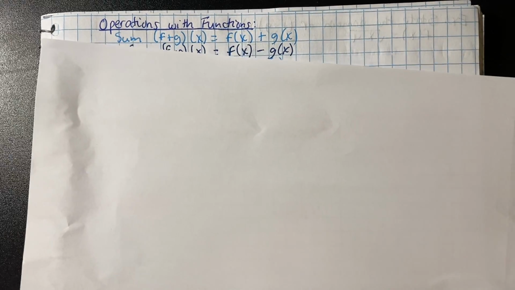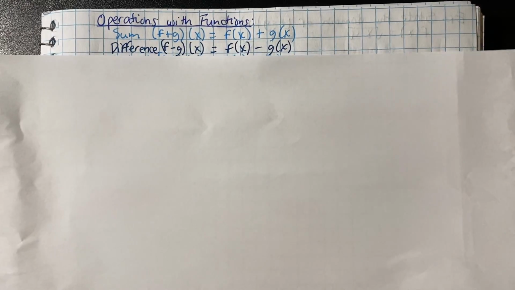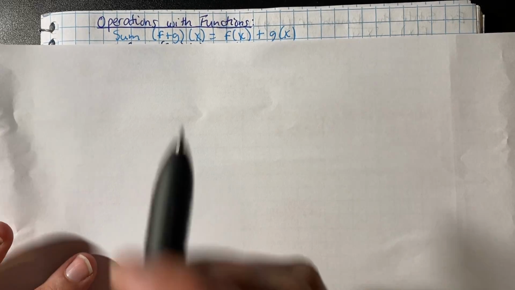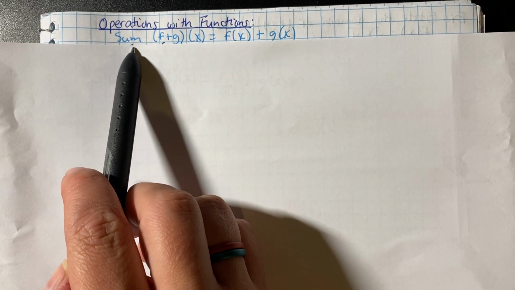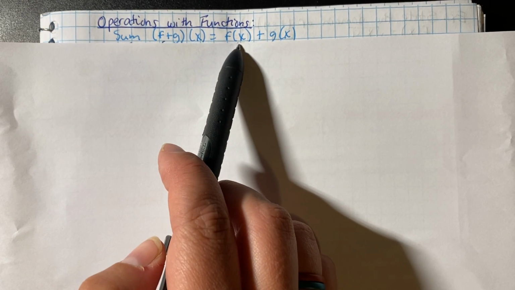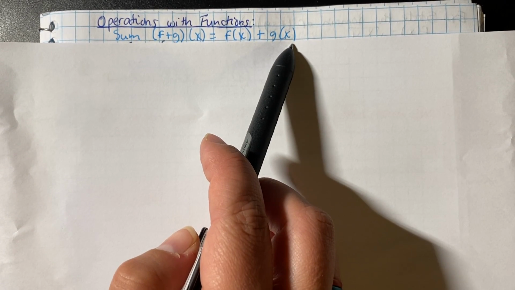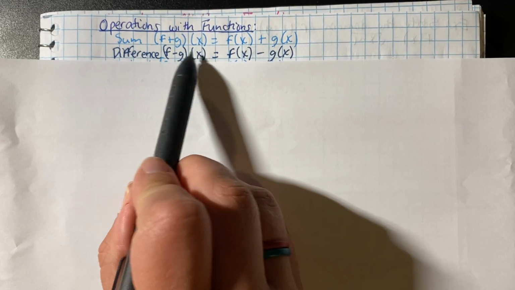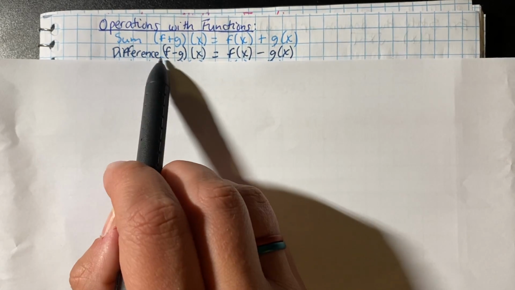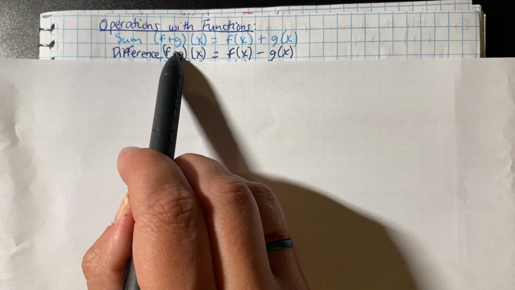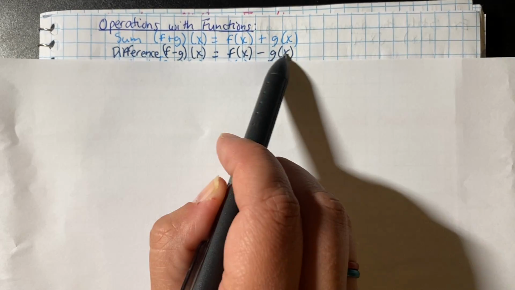Operations with functions. These are some operations that we can perform with functions. So the first one is our sum operation. If we have f plus g of x, it's the same as just taking our two functions apart and adding them together. Same with the difference. This one matters in the fact that our order is going to matter with which one's first or second. And remember, this subtraction is going to apply to everything in g of x.